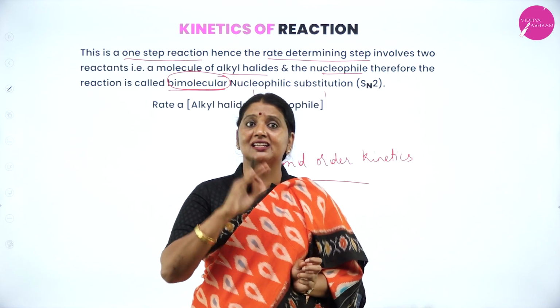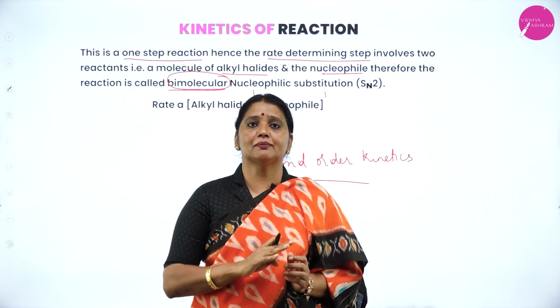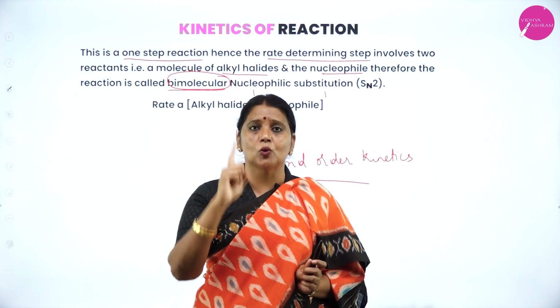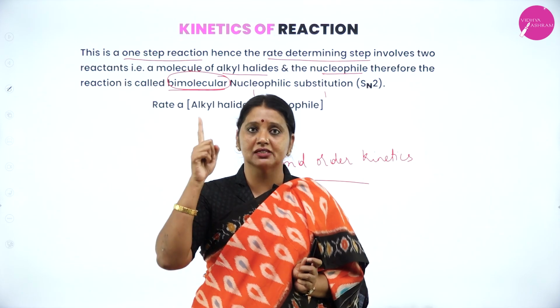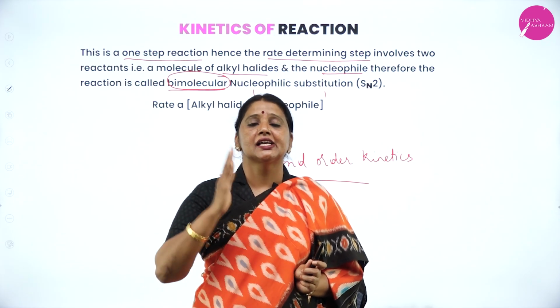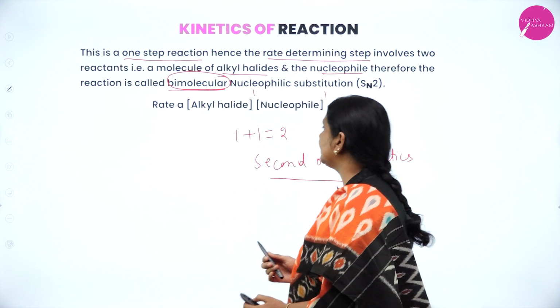Therefore, what is the main difference between SN1 mechanism and SN2 mechanism? SN1 mechanism takes place by two steps. SN2 mechanism takes place by one step. SN1 mechanism is unimolecular. SN2 mechanism is bimolecular. SN1 mechanism follows first order kinetics. SN2 mechanism follows second order kinetics.